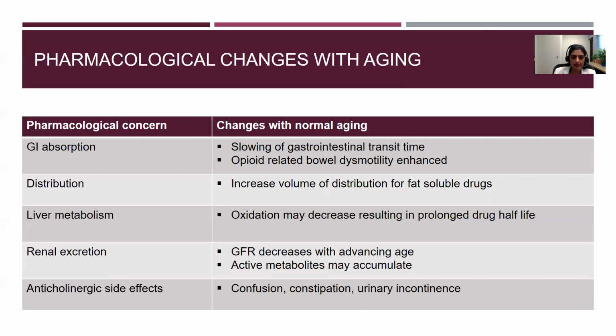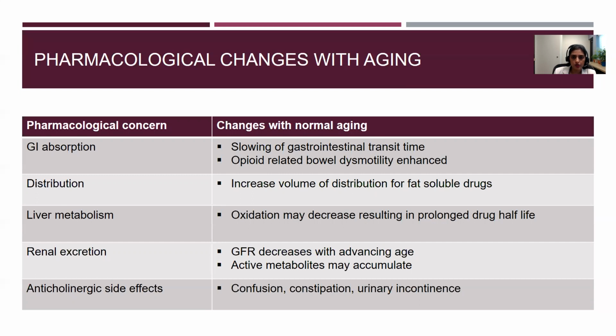Looking at the GI system, well, let's talk about absorption. There is slowing of gastrointestinal transit time, which means medications will stay in the body and slowly be absorbed over time. Opioid-related bowel dysmotility is enhanced in patients. And that's why we see worsening constipation when older patients are placed on narcotic medications.